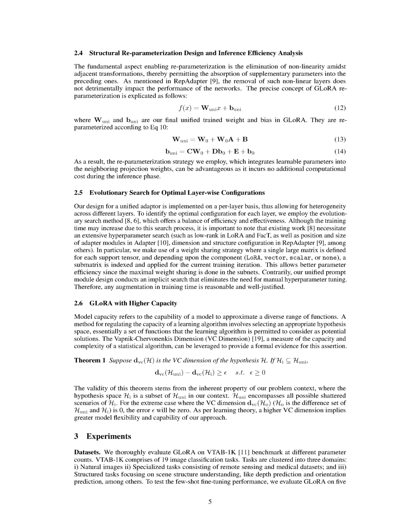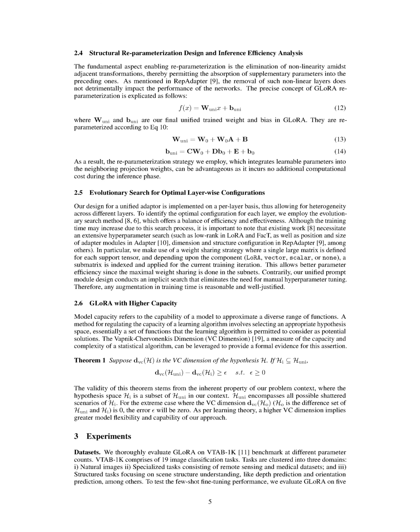Section summary. The re-parameterization design used in GLoRA eliminates non-linearity between adjacent transformations, allowing for the absorption of additional parameters into preceding ones without impacting network performance. This strategy incurs no additional computational cost during inference. The evolutionary search method is employed to identify the optimal configuration for each layer, allowing for heterogeneity across different layers and eliminating the need for manual hyperparameter tuning.